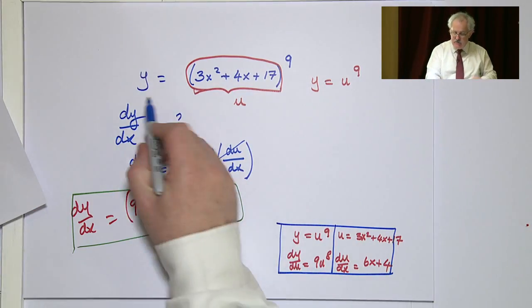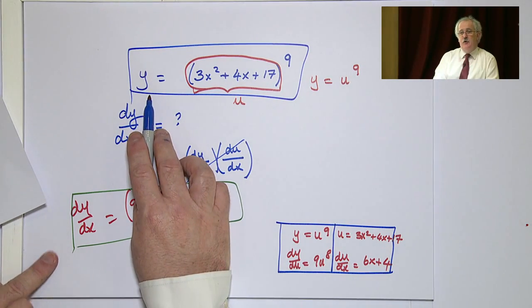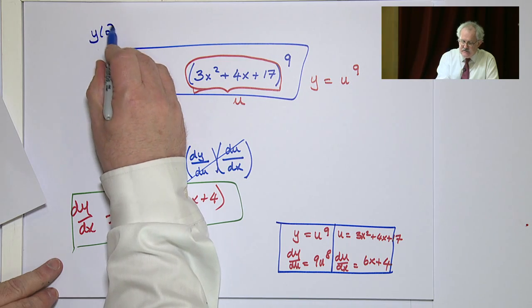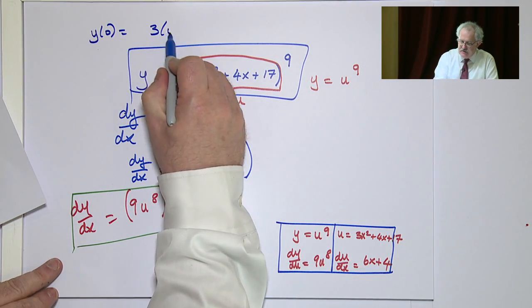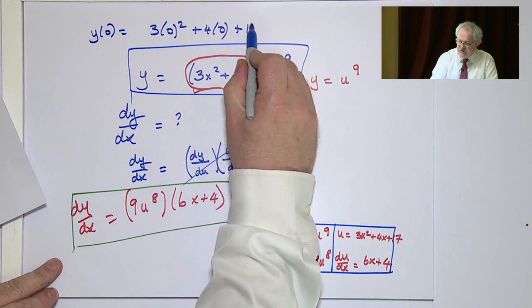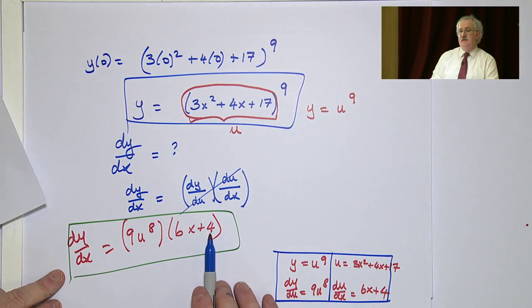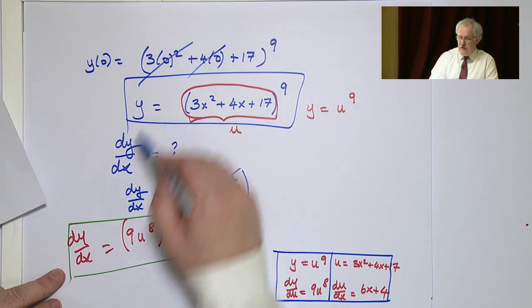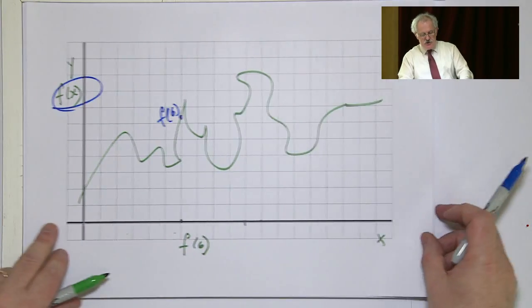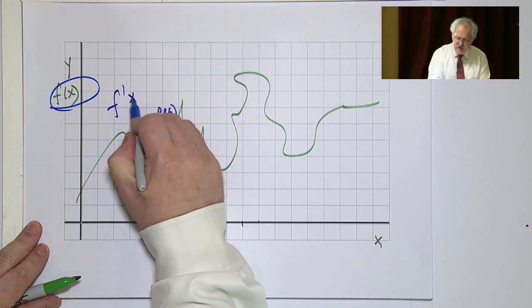So this is general. If I wanted to find out what's the value when x was 0, I'd say, what's y when x is 0? We'd get 3 times 0 squared plus 4 times 0 plus 17 to the 9. So that would be 17 to the power of 9, because the other terms would all be gone. And we can do the same for 1, 2, or 3. The question you were asked to do, though, is find dy/dx, or f dash x.